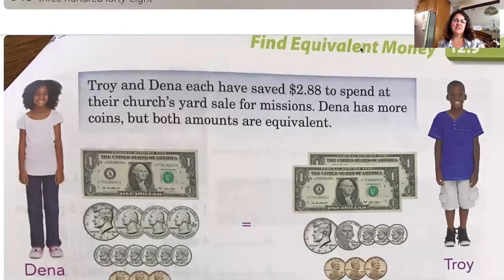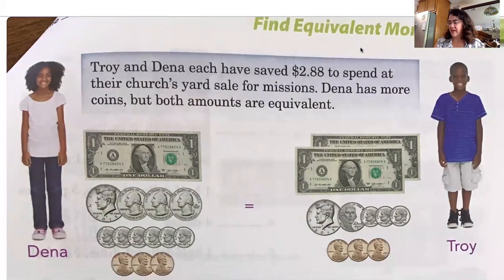Here we are, friends. Let's go ahead and read together the blue square at the top of the page. Troy and Dina each have saved $2.88 to spend at their church's yard sale for missions. Dina has more coins, but both amounts are equivalent. Just like I just told you, right? So if we wanted to check, we could count them out.